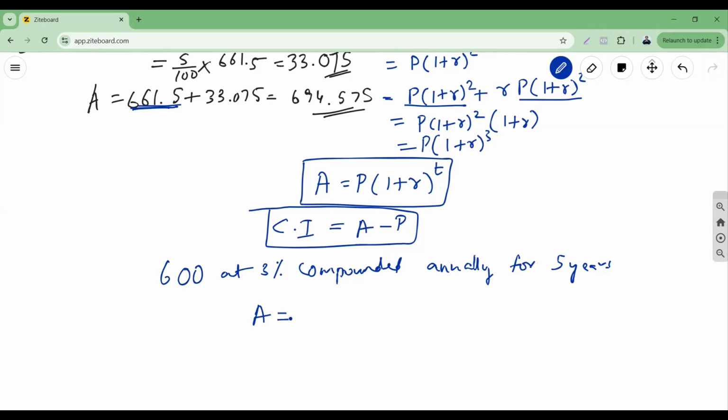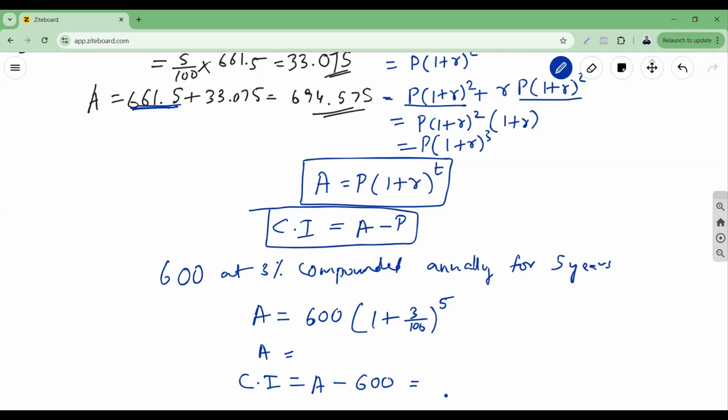How do I calculate this? At the end of 5 years, I will have to pay 600 times 1 plus R, where R is given as 3%, so 3 over 100, whole to the power of 5. If I calculate this, I will find out the amount I have to pay at the end of 5 years. And if I have to find the compound interest, I can just take the amount, whatever I've got, minus the $600. So I will get the extra compound interest that I had to pay. Okay. So this is how we do compound interest.